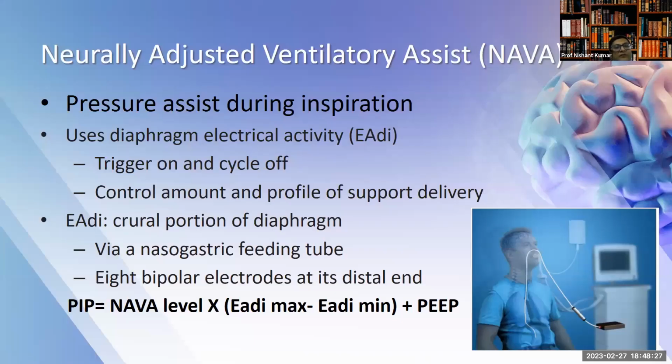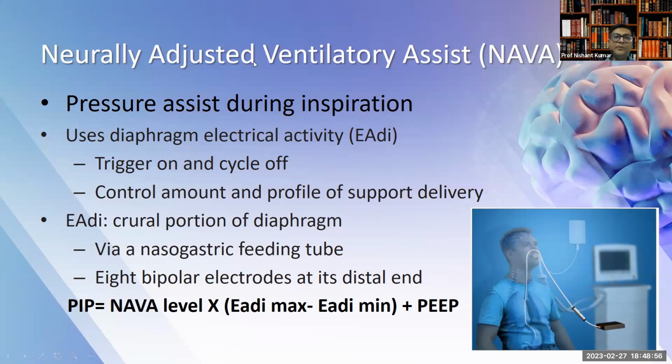The other one is neurally adjusted ventilatory assist, or NAVA. Now, this is the only mode which has shown a mortality benefit over the conventional modes. All the other modes have shown better oxygenation, reduced mechanical ventilation days, reduced stay in the ICU, but the mortality benefit has been shown only by NAVA, not very commonly used, and that too in infants and neonates.